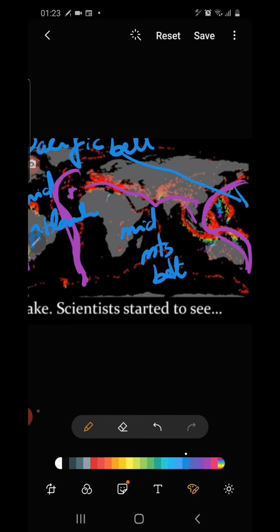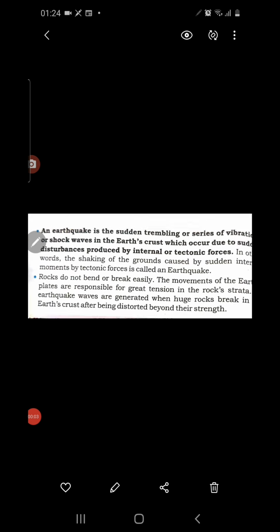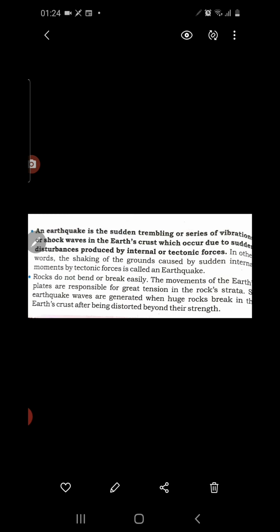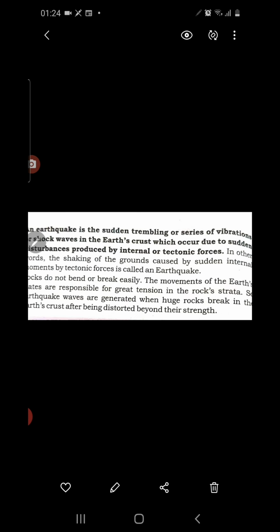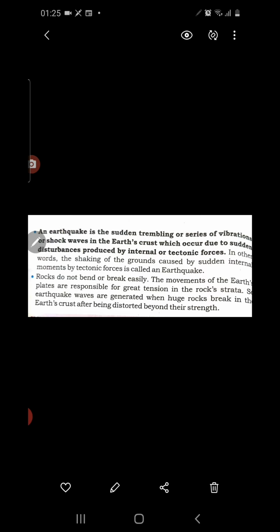Yes, distribution of volcanoes. Children, let us now define the term earthquake. It will be very easy for you to understand. What is an earthquake? Earthquake is a sudden trembling or series of vibrations or shock waves in the earth's crust which occur due to the sudden disturbance produced by internal or tectonic forces. So you understood, earthquake means a sudden trembling or vibration, or it can be a sudden shock. How does it happen? Due to the disturbance which happens in the tectonic plates.